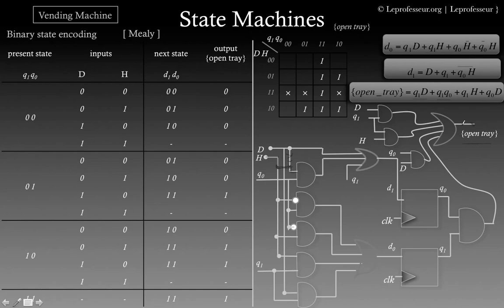Now to make sure that you do not open up the tray, after that you AND this output open tray with reset. It will make sure that when the machine is under reset, it will not open up the tray. Okay. Nevertheless, be careful when you're gonna use that output somewhere.